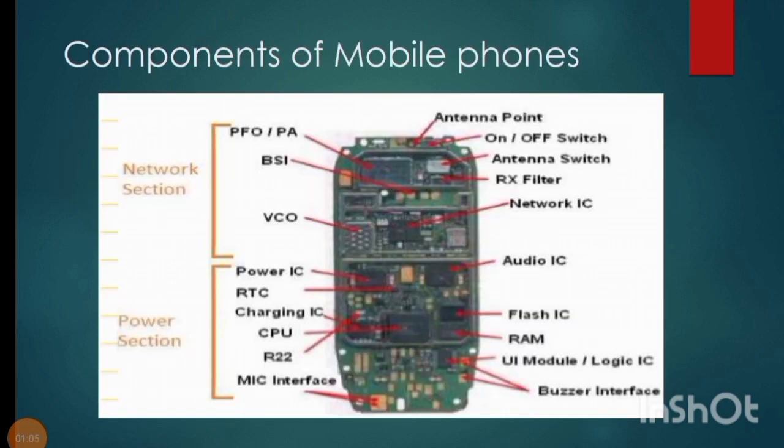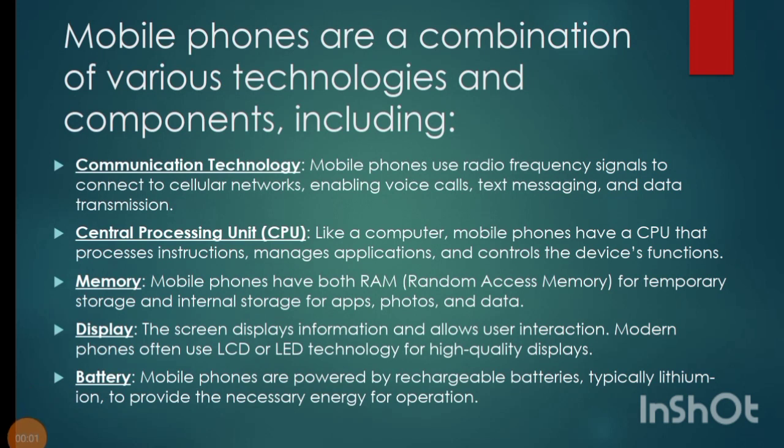Here are some components of mobile phones. There are two main sections of mobile phones. Number one is the power section for its charging, and number two is the network section for its functionality. Mobile phones are a combination of various technologies and components including communication technology. Mobile phones use radio frequency signals to connect to cellular networks, enabling voice calls, text messages, and data transmission.